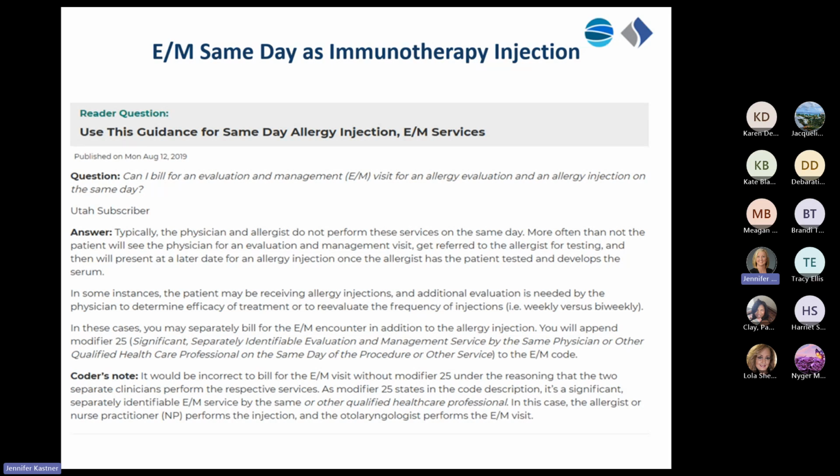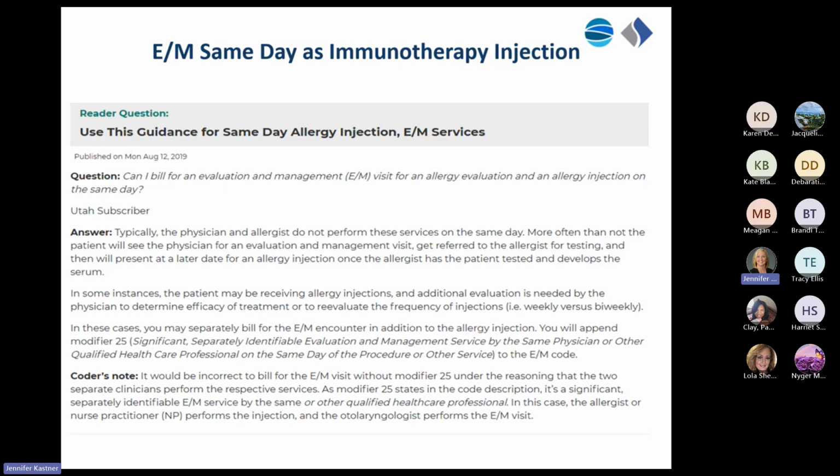AAPC's answer is that typically the physician and allergist do not perform these services on the same day. More often than not, the patient will see the physician for an evaluation and management visit and get referred to the allergist for testing, or stay internal if it's the allergist that did that E&M. They render the service, and then the patient will present at a later date for an allergy injection once the allergist has tested the patient and developed the serum.